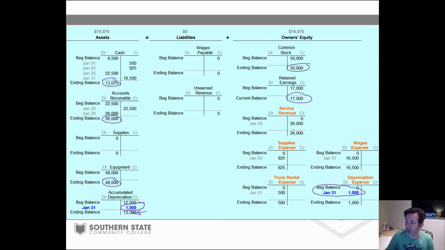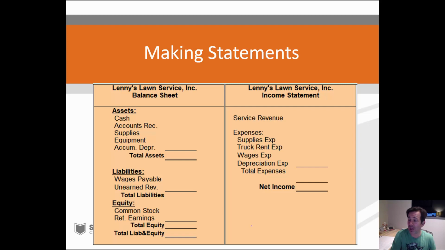statements. We're going to fill out an income statement. We're going to fill out a balance sheet. So take those ending amounts, and let's go ahead and fill out your financial statements. And I'll pause and you can do the same. I'm going to do the income statement to begin with.